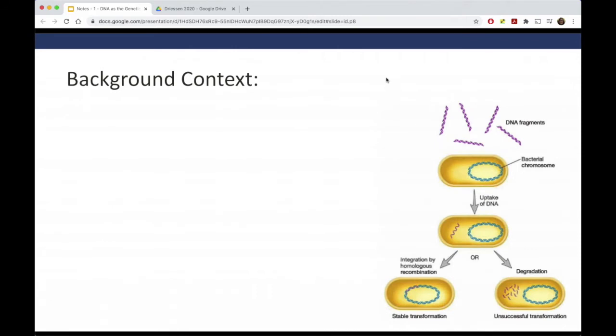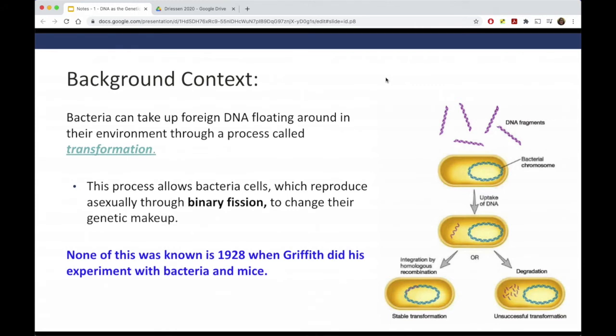All right, but before we start with the first experiment, here's a little bit of background context. So what's super cool about bacteria, which are going to be a cell type that will be used for research coming up, is that these bacteria can take up foreign molecules floating around in their environment. Bacteria are single-celled organisms. They have a single chromosome, and they can pick up molecules of DNA floating around in their environment.